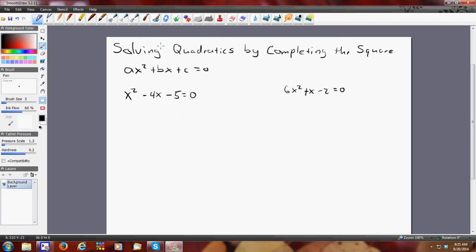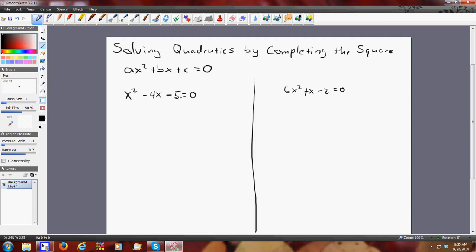Alright, so we're going to be solving quadratics by completing the square in this video. This is a little bit of a weird topic, and a lot of people don't really find too much of a use for it, except that there are two really wonderful practical applications of using completing the square. So you're going to have to bear with me for a minute.